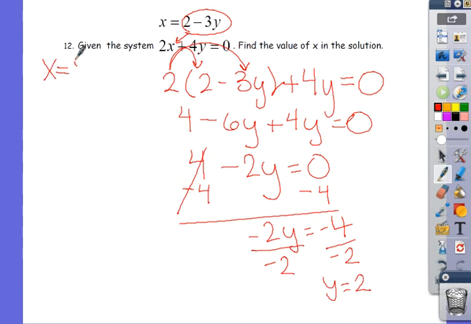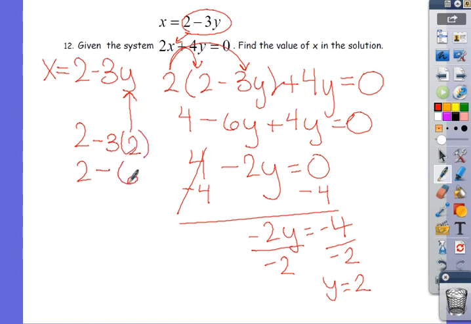Remember, x is equal to 2 minus 3y, right? So we know y now. y is 2. So 2 minus 3 times 2. 2 minus 6, which is negative 4. So x equals negative 4 is what your answer is. Okay, remember, after you find the first variable, you may have to go back up here and plug it in, because they may not have just given you x equals 5 or x equals 7 or x equals 1. Okay? Any questions so far? Okay.